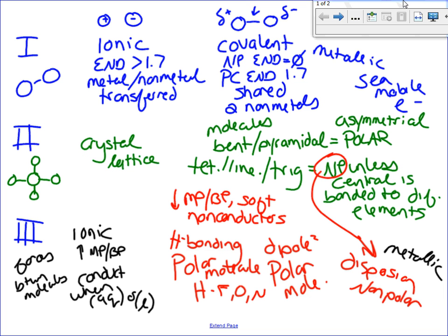Okay? Hydrogen bromide is a polar molecule, and carbon tetrachloride is a nonpolar molecule. Email me if you have any questions.